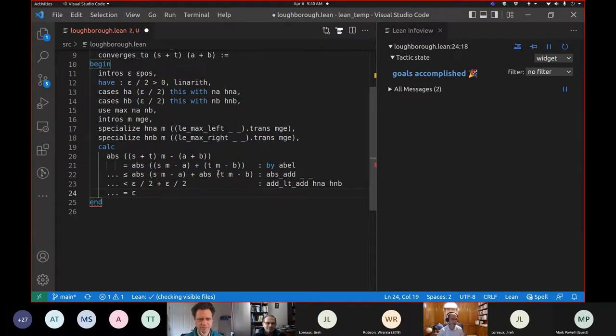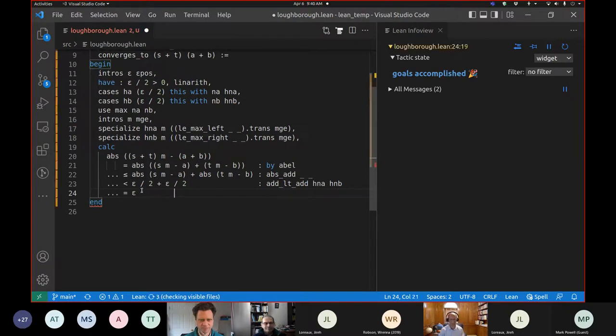Now we use the triangle inequality. So the absolute value of the sum is less than the sum of the absolute values. And in Lean, that's sensibly called abs_add. And then since this one is less than epsilon over 2 and that one's less than epsilon over 2, the sum is less than the sum. So that's add_lt_add. And finally, those two things are equal to epsilon.